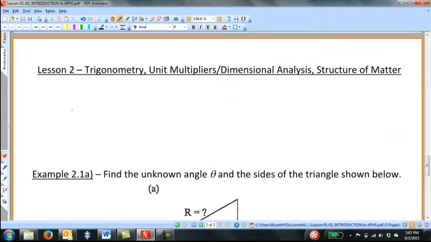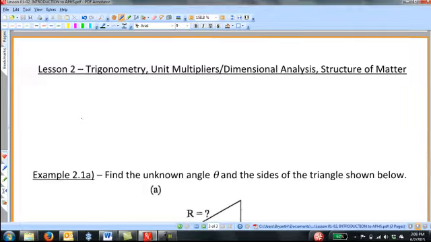Lesson 2 is entitled Trigonometry, Unit Multipliers, and Dimensional Analysis, and the Structure of Matter. Lesson 2 reminds you about basic trigonometry, which is based on right triangles, dimensional analysis, which involves unit conversions, and the concepts of mass, volume, elements, compounds, mixtures, and states of matter. You'll want to remember the mnemonic SOHCAHTOA and its meanings.